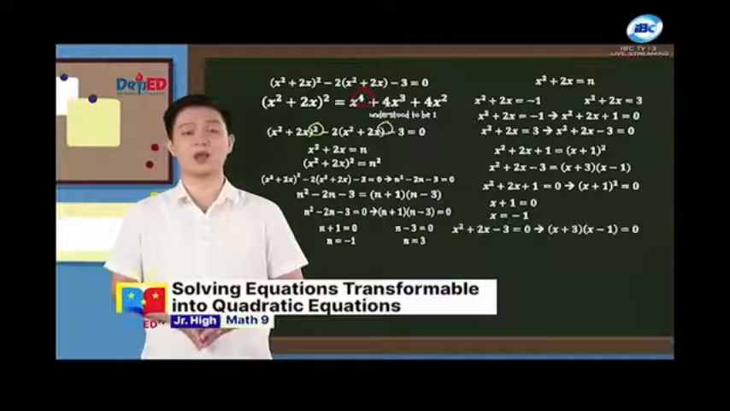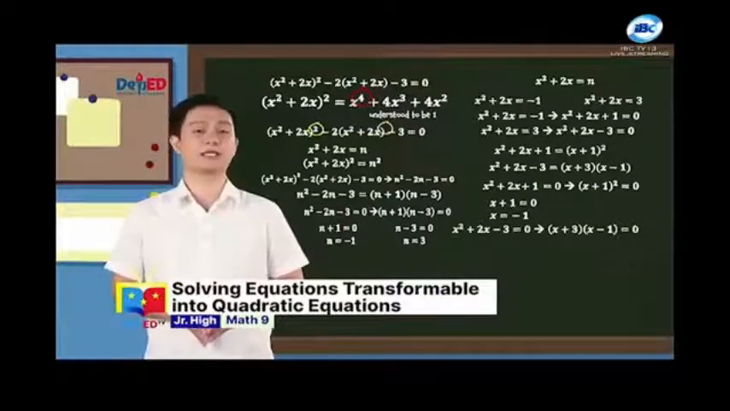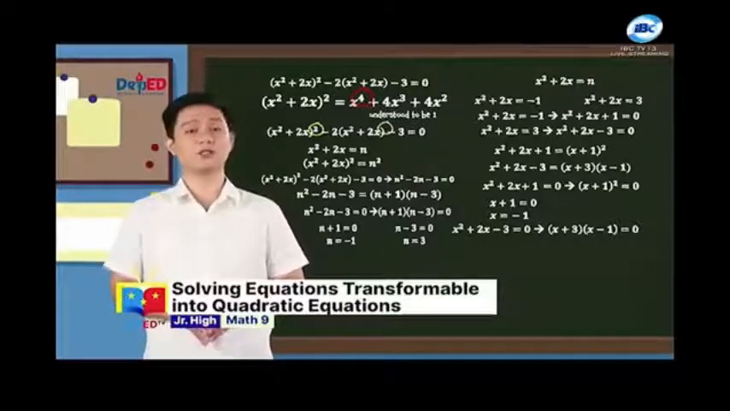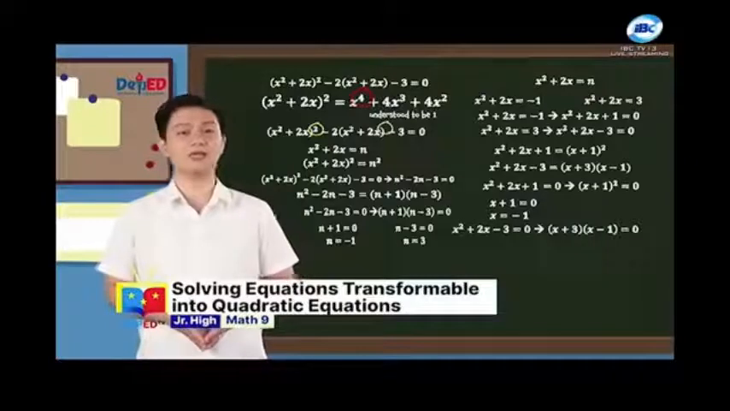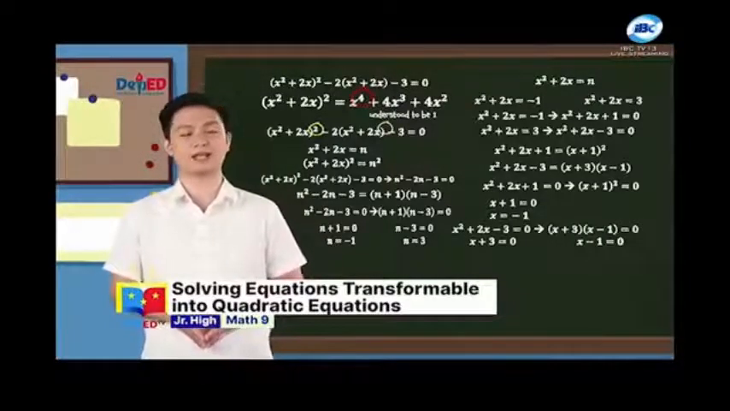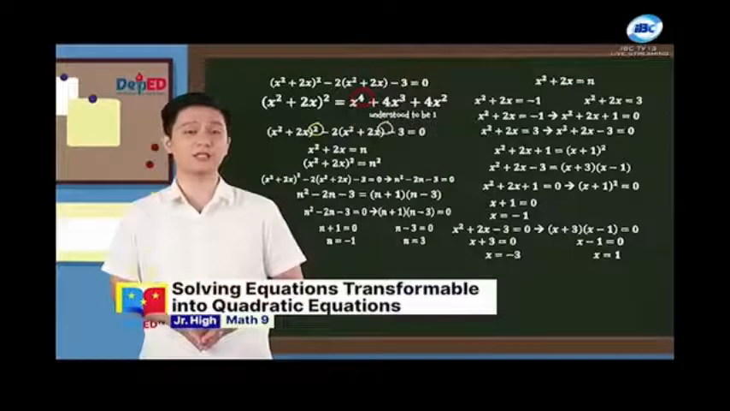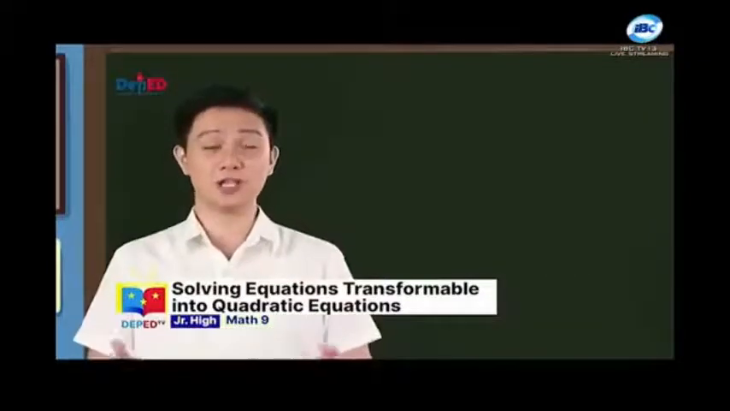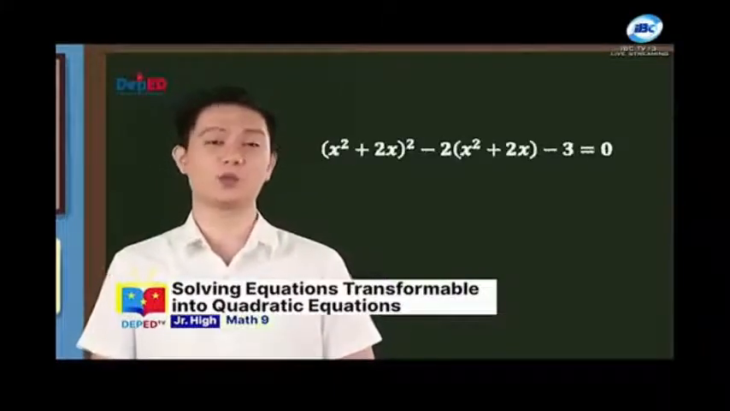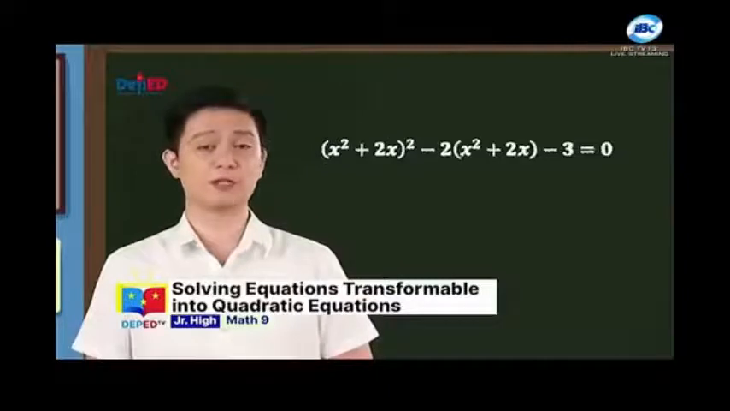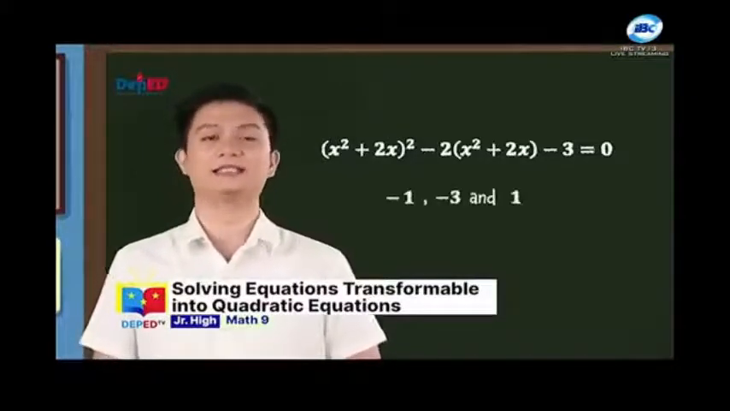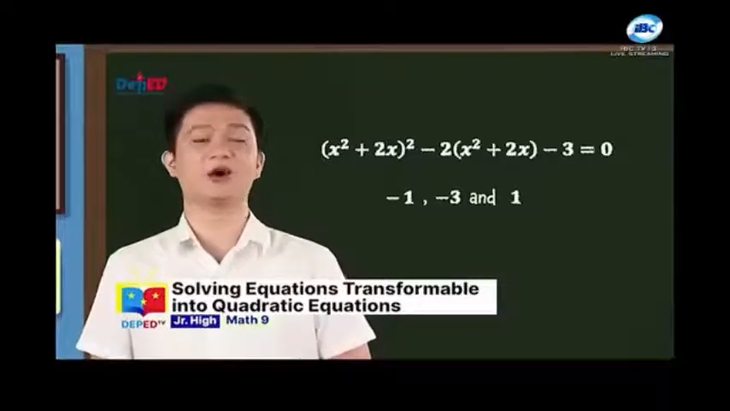The equation x squared plus 2x minus 3 equals 0 can be rewritten as the product of x plus 3 and x minus 1 set equal to 0. Equating each factor to 0 and solving for x, we get that x is negative 3 and x is 1. Thus, the roots of the equation (x squared plus 2x) quantity squared minus 2 times the binomial x squared plus 2x minus 3 equals 0 are negative 1, negative 3, and 1.